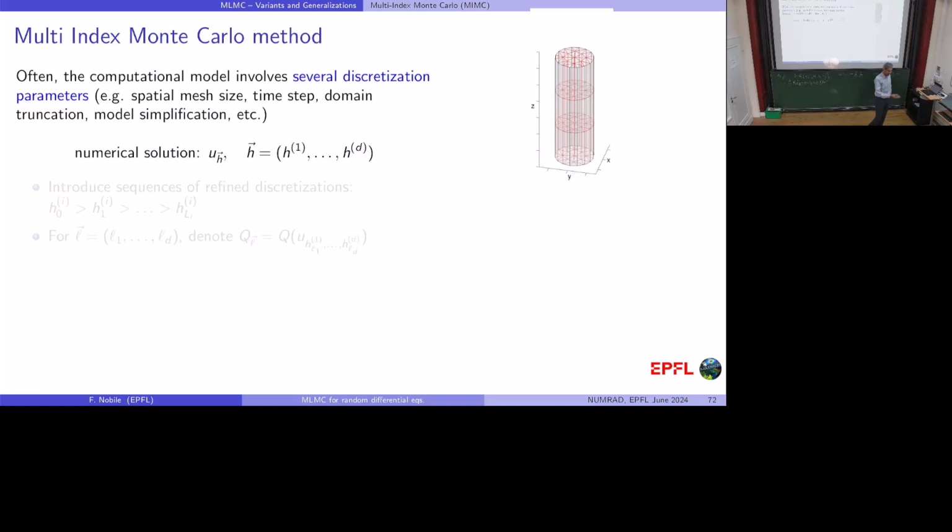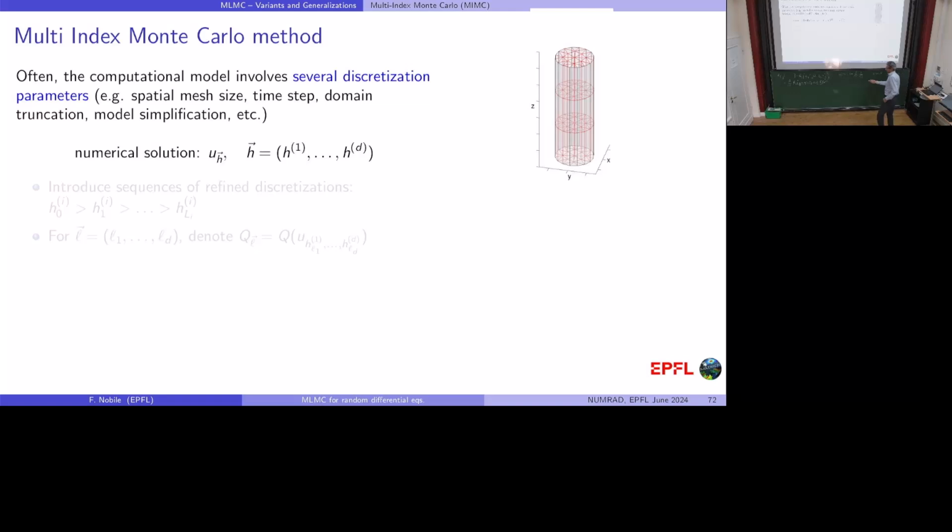For instance, I have the space mesh size, I have the delta t, or if I do a particle system, particle approximations, I have the number of particles in my kinetic model, whatever. If I have to solve on an unbounded domain, I will have to truncate the domain at some point. So I might have a truncation of the domain as a discretization parameter as well. So you could imagine having many possible discretization parameters.